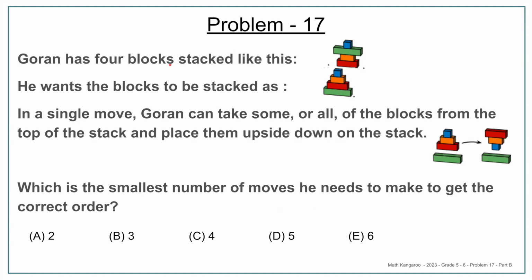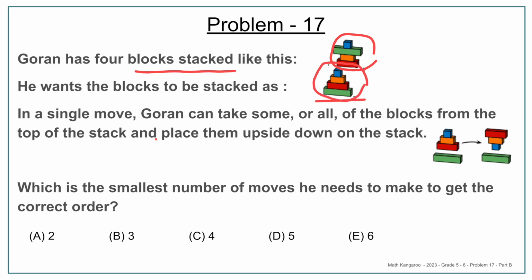Problem 17. Goran has 4 blocks stacked like this. He wants the blocks to be stacked as this one. In a single move, Goran can take some or all of the blocks from the top of the stack and place them upside down on the stack. Which is the smallest number of moves he needs to make to get the correct order? So he wants the stack to be in this order.